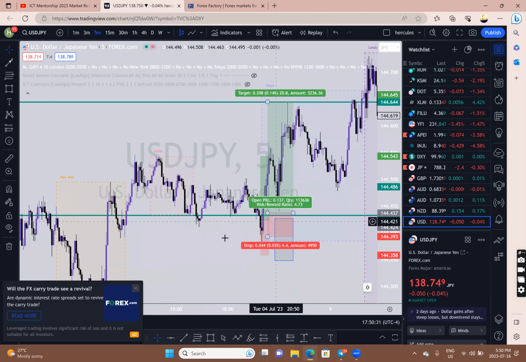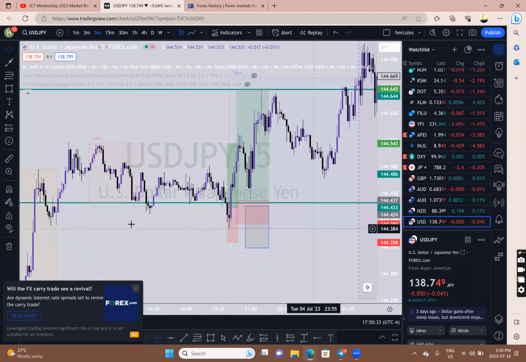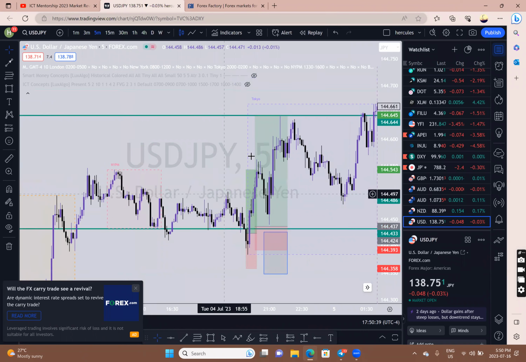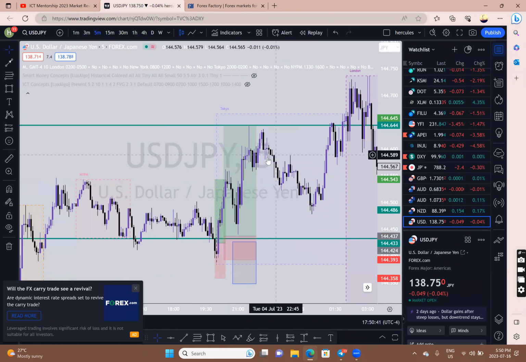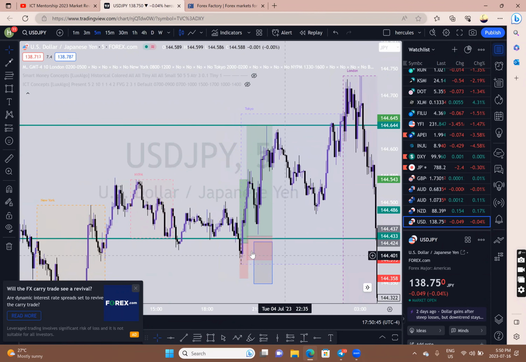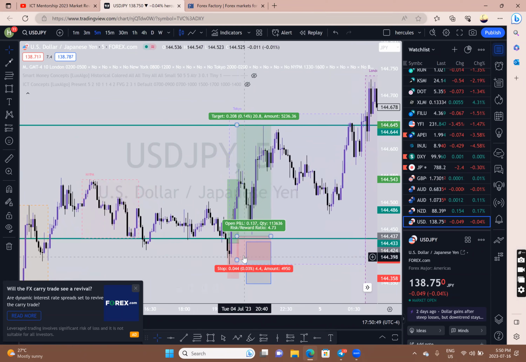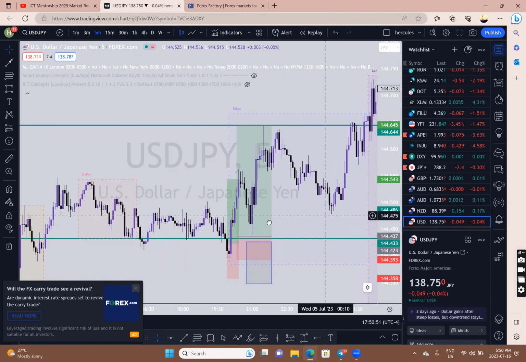And this Tokyo session was a little bit interesting because it not only took the lower liquidity of New York afternoon, but it also reached for the London high. And this was on a Tuesday. How do you get the stop loss? Stop loss is always below my key levels, always below my liquidity area, below my key levels.